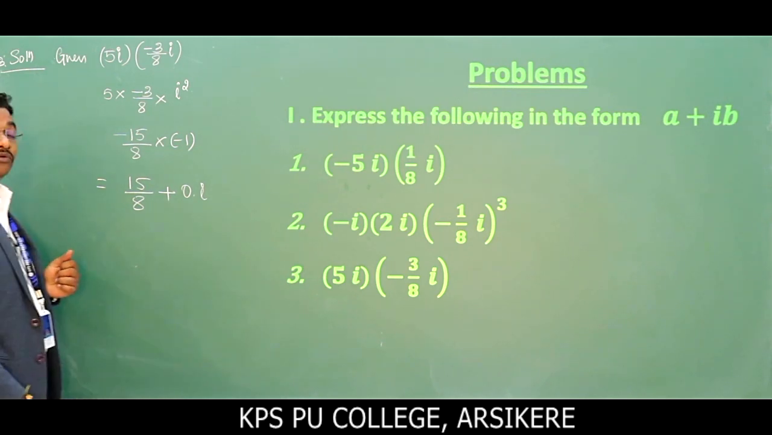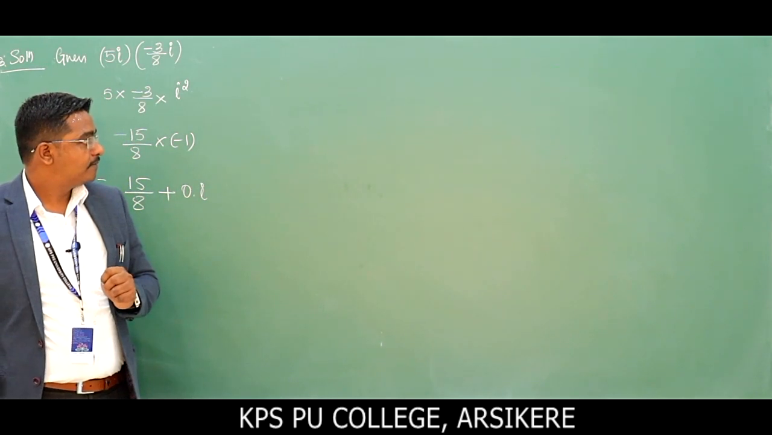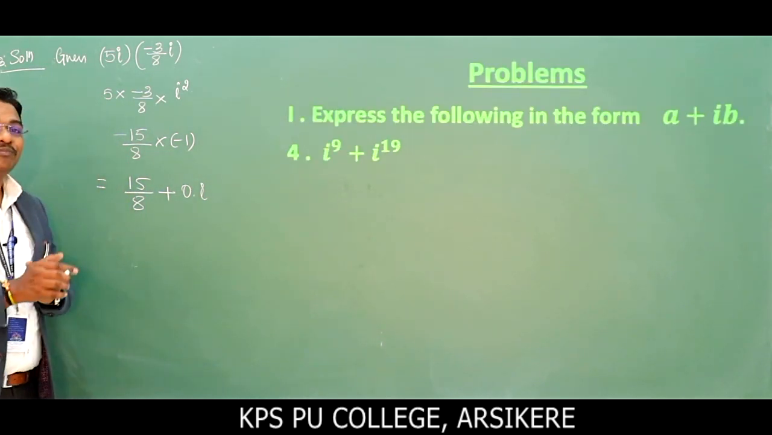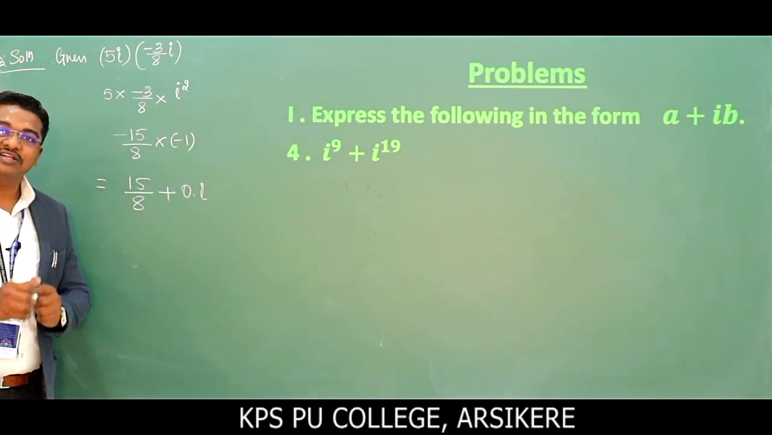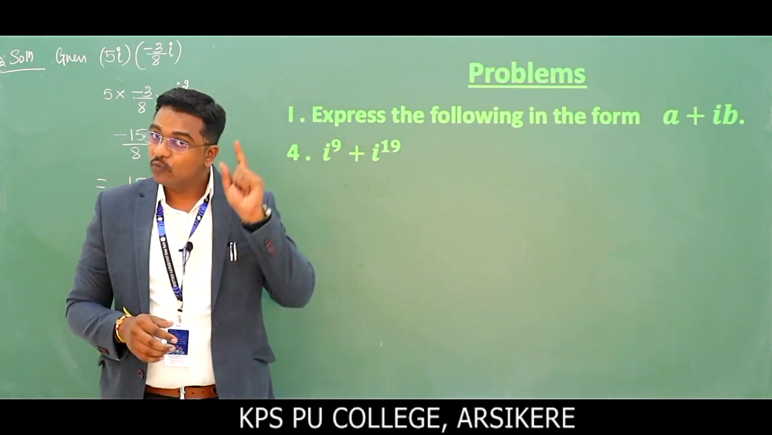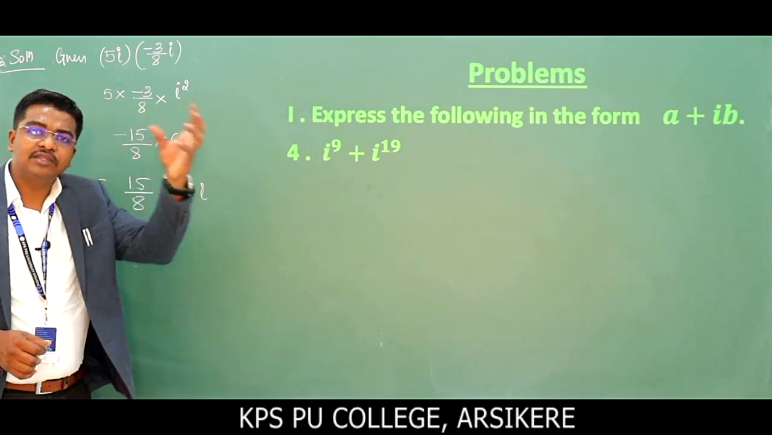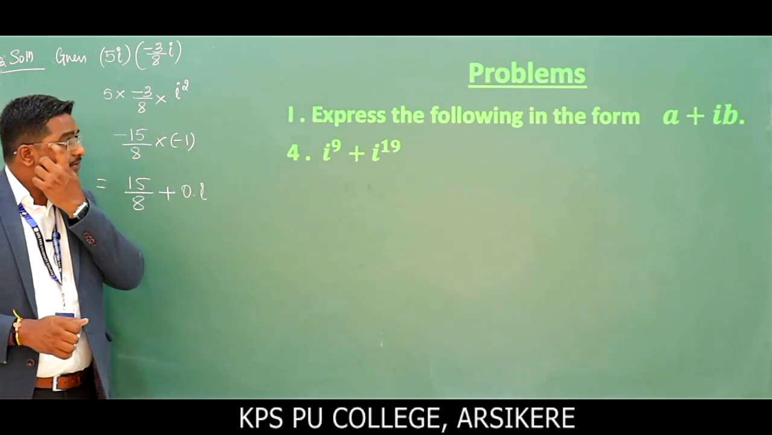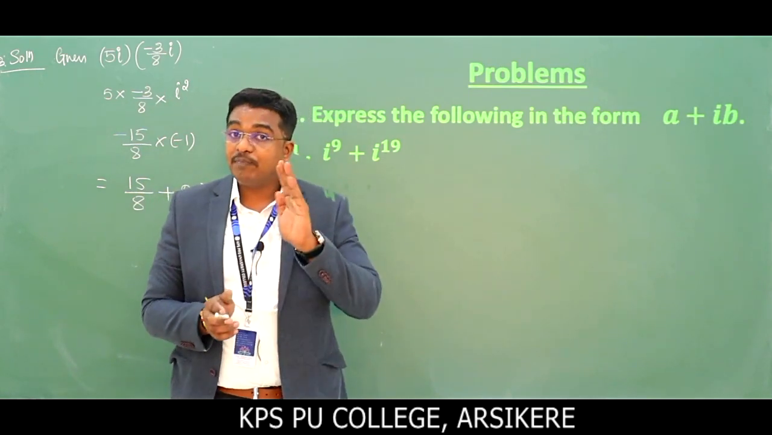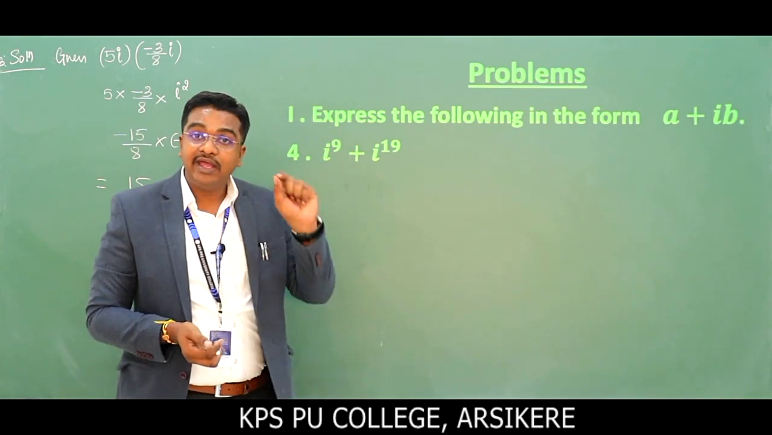Okay. Next we are moving to the fourth problem and the same thing. I power 9 plus i power 19 is there. In the class I explained to you that when it is a multiple of 4, the value becomes 1. Here 9 is there. So 9 can be expressed as a multiple of 4 and something. The multiple of 4 we have is 8. So 8 plus 1 becomes 9. So this can be written as i power 8 plus 1.